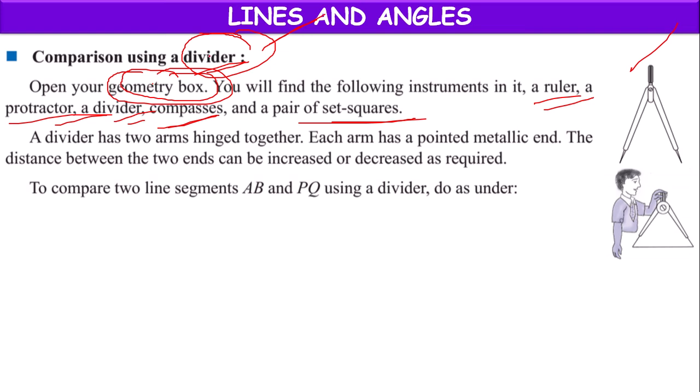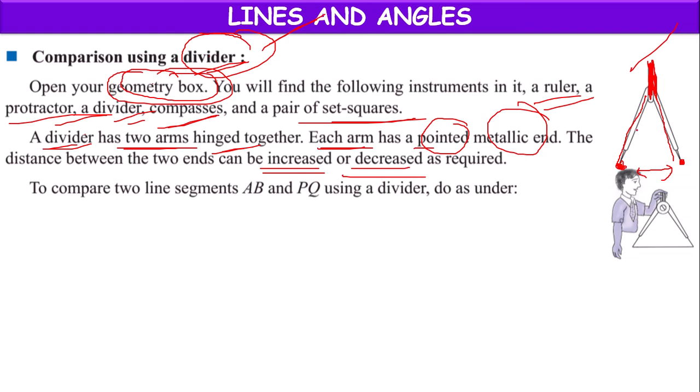So what is a divider? A divider is a mathematical instrument which has two arms, hinged together and fixed from a support, which can be rotated freely to and fro from the support. Each arm has a pointed metallic end. The distance between these two pointed ends can be increased or decreased by moving the arms.